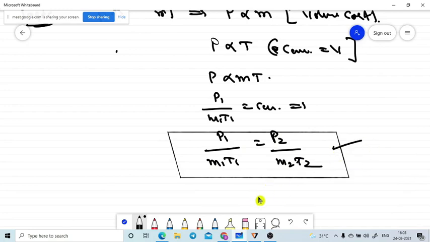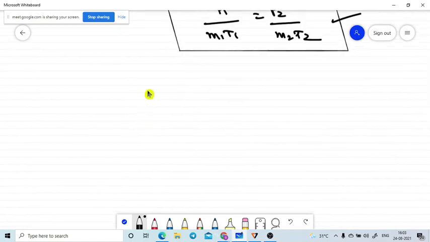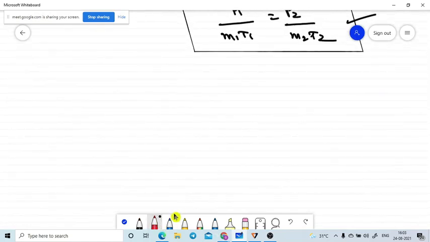So this is the problem. Now we are moving to another problem. Let me close after this problem. This is the last problem only. So what they are asking is the volume of the gas problem.